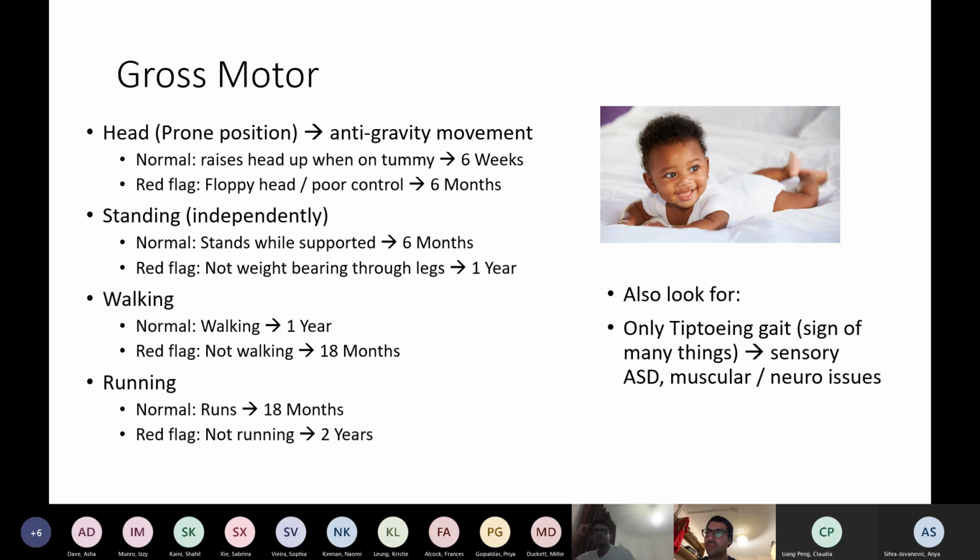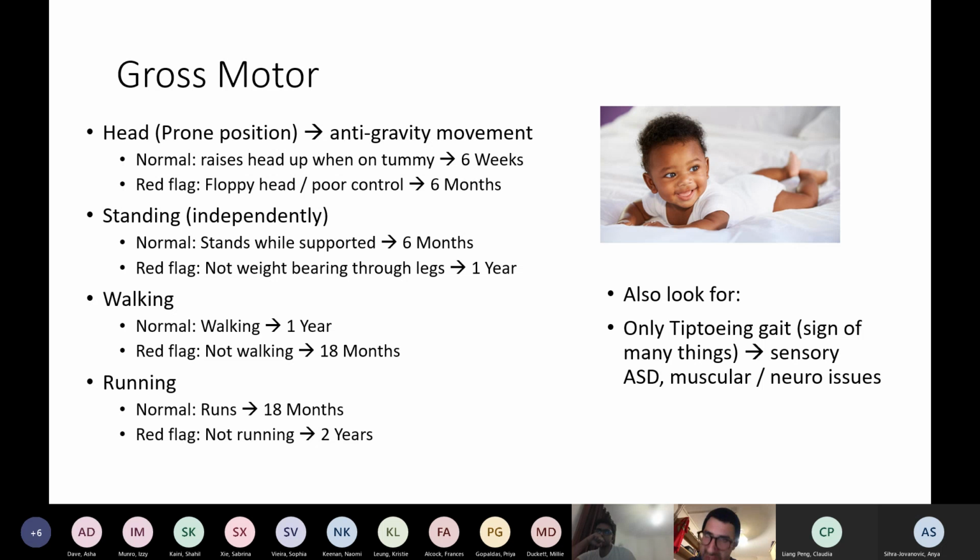So what's normal is that they can do what this lovely guy is doing on the side: they raise their head like this on their tummy from 6 weeks. But a red flag, as I was talking about, is when at 6 months they're still not able to do this. So you can see how much difference there is between 6 weeks and 6 months.